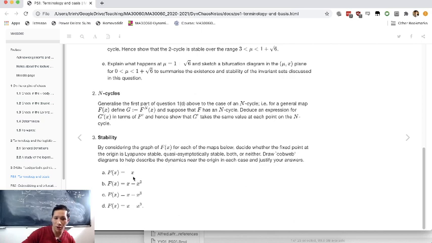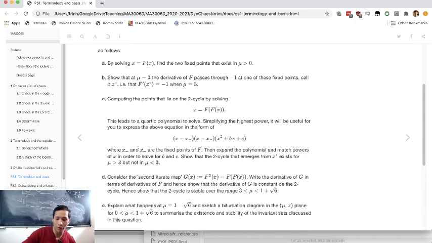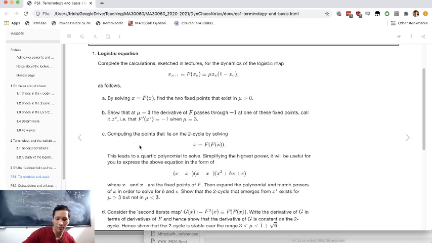You're asked to draw cobweb diagrams of these different functions and then to comment on whether they are Lyapunov stable or quasi-asymptotically stable. Because question 3 is in fact informal, you don't have to prove anything, you just have to draw lots of pictures, you can actually do it at this point. You don't actually need our technical definition on the Monday. Question 1 is just a walkthrough of many of the properties of the logistic diagram that we've already covered.